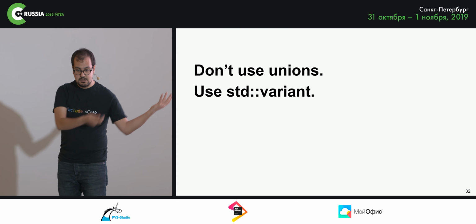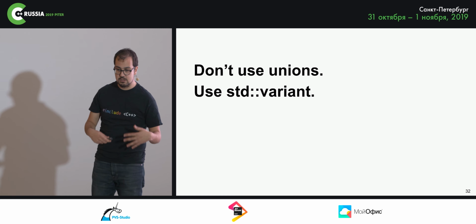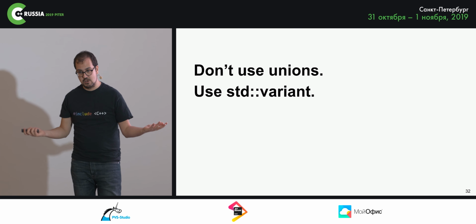So this union trick is also UB, except on GCC, which explicitly allows it. But if you want to do cross-platform stuff, then you can't do that.